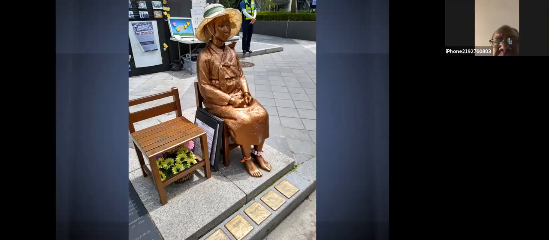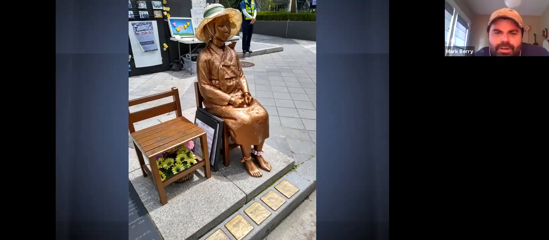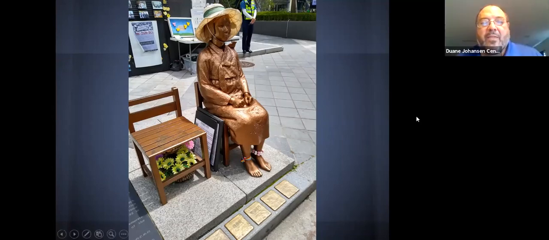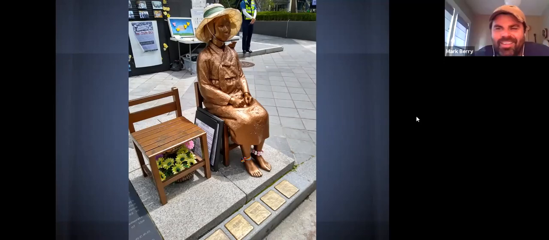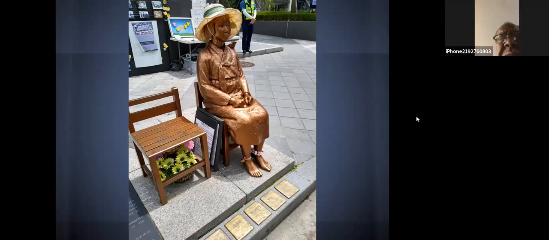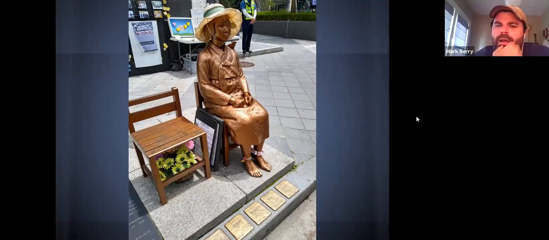A woman sitting on a chair. There's an empty chair next to her. And then it looks like somebody gave her a hat for some shade. They decorated her ankles, which I assume is to have a cultural reference as well. Those aren't part of the original statue. Correct, later, yeah, okay. And then she's wearing that same traditional style Korean hanbok. Hanbok. Yep.